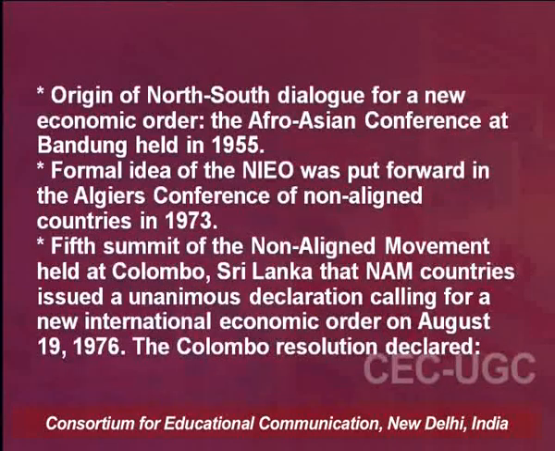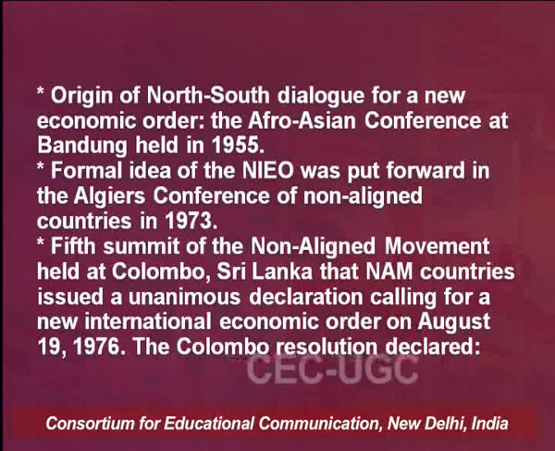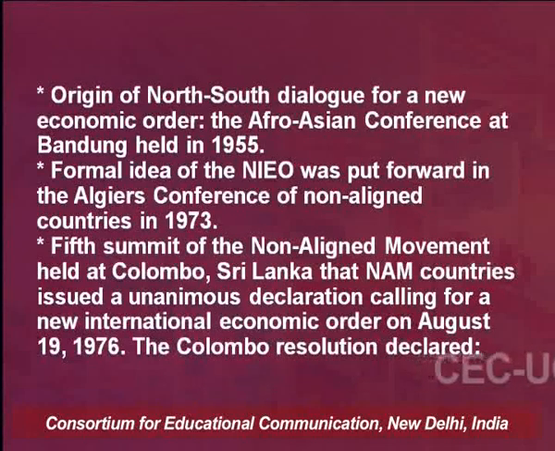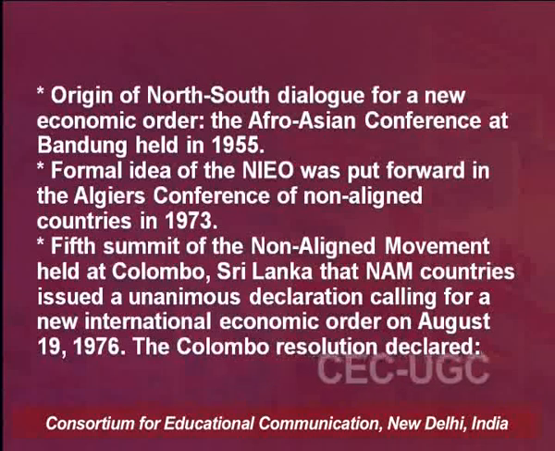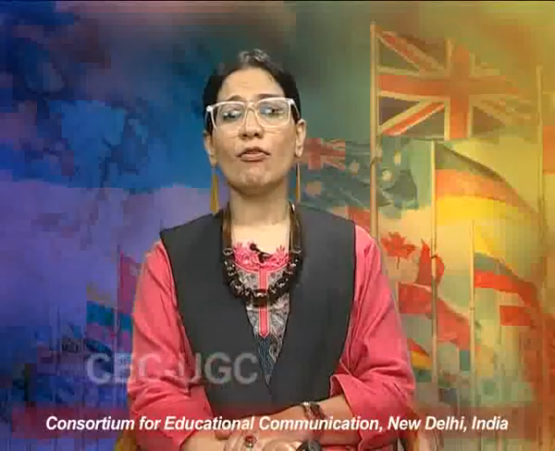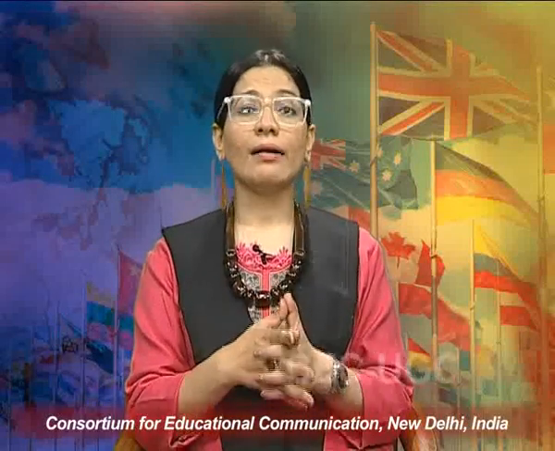Dear learners, regarding the origin of North-South dialogue and the need for new international order, we saw how at the Afro-Asian Conference in Bandung that was held in 1955, the echoes were made there. But the formal idea of NIEO was put forward at the Algiers Conference of Non-Aligned Countries in 1973. At the fifth summit of the non-aligned movement that was held at Colombo, Sri Lanka, NAM countries issued a unanimous declaration calling for new international economic order on August 19, 1976. Reading from the Colombo Resolution, and we quote from there, institution of a new international financial order is of highest political importance.